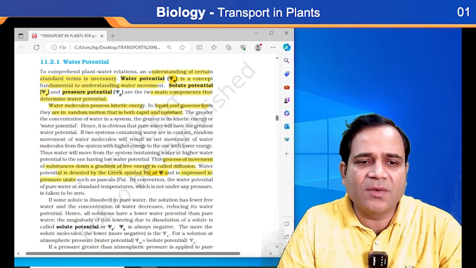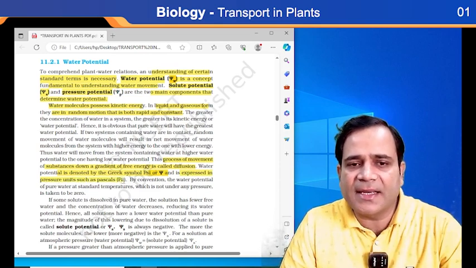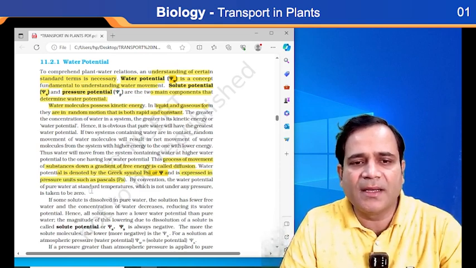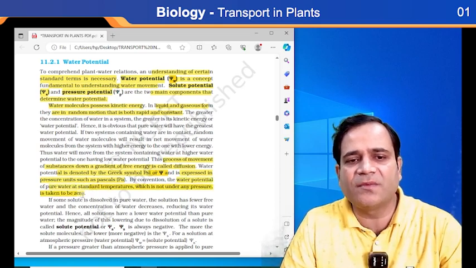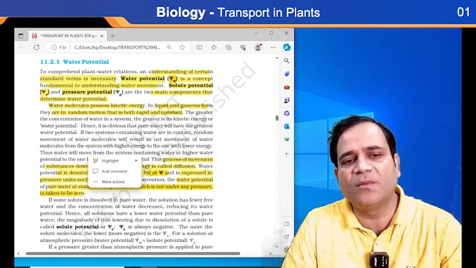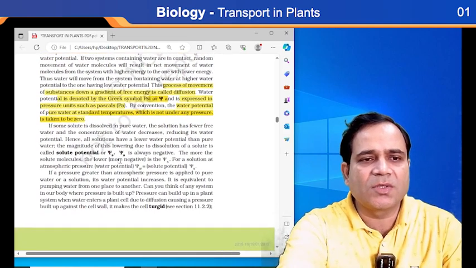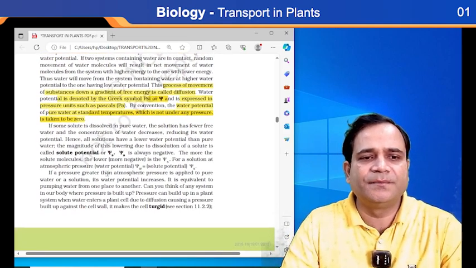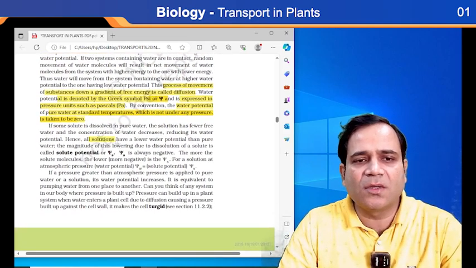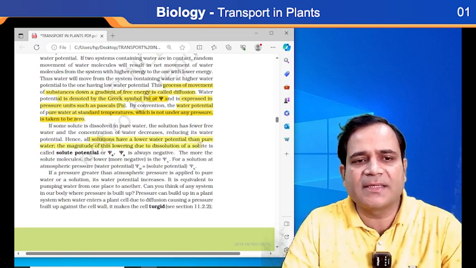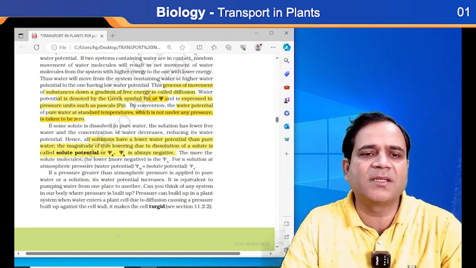So, water potential is denoted by the Greek symbol psi, and is expressed in the pressure unit as what? Pascal. Yes, this one is very important to know here. And you all know that the water potential of pure water at standard temperature, which is not under any pressure, is taken to be what? Zero, my dear. Getting my point? Hope you all are getting it. So here all solutions have a lower water potential than what? Solute potential is what? Always negative. This one is the point.